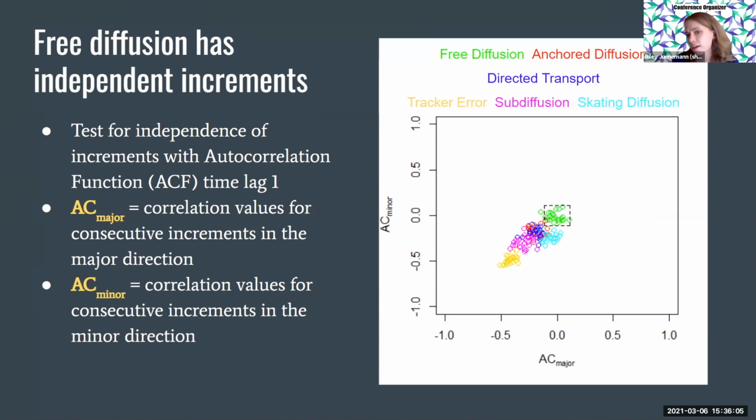You might also recognize that there is some overlap between the groups here. So specifically red and blue on this plot. And this is why we need multiple statistical measures to separate the types.